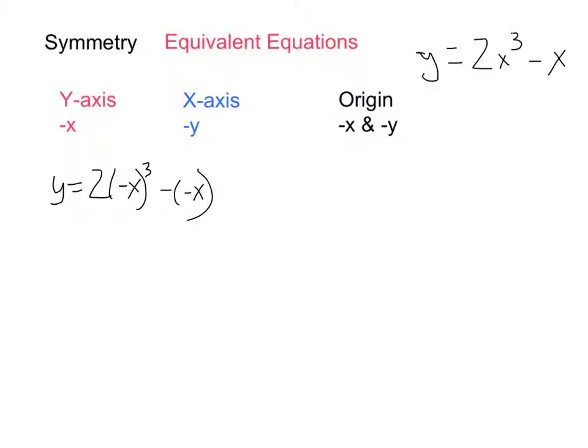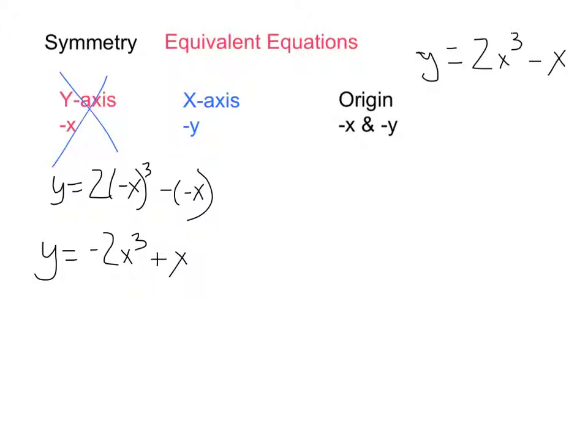When we cube a negative, it still is negative, so really this is y equals negative 2x cubed plus x. No matter what we do or what we factor out, there's no way to make this the same as that. So there is no symmetry on the y-axis.